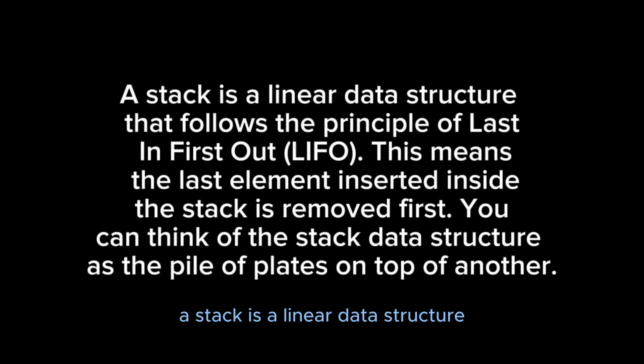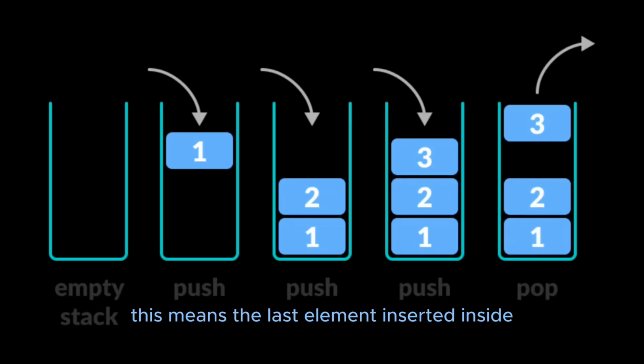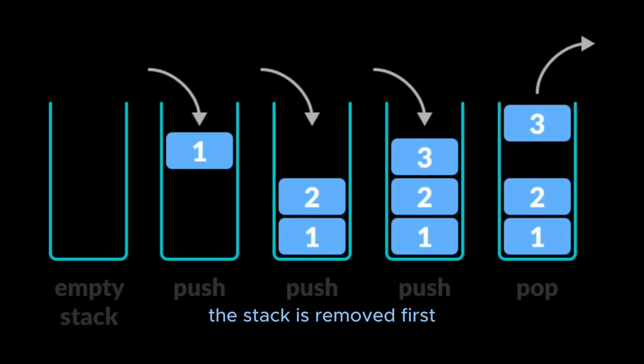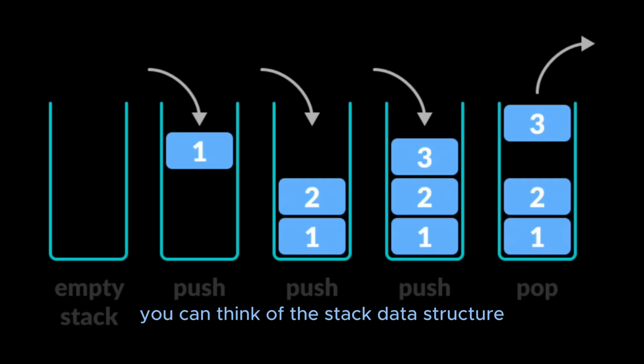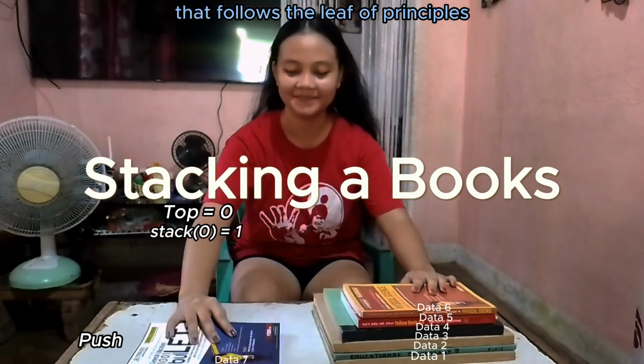A stack is a linear data structure that follows the principle of last in, first out, LIFO. This means the last element inserted inside the stack is removed first. You can think of the stack data structure as a pile of plates on top of another. In computer science, a stack is a data structure that follows the LIFO principles.